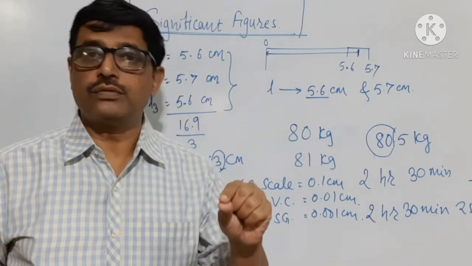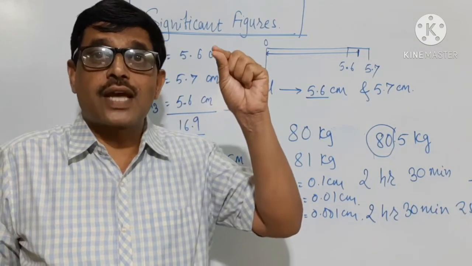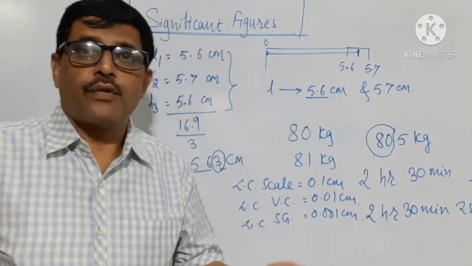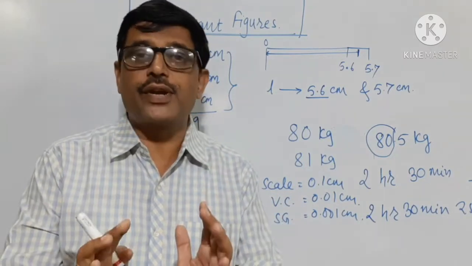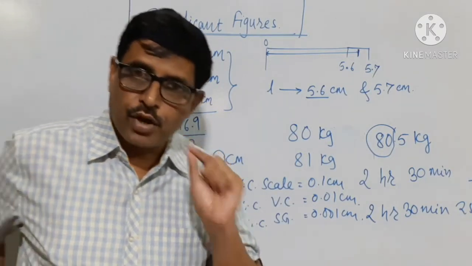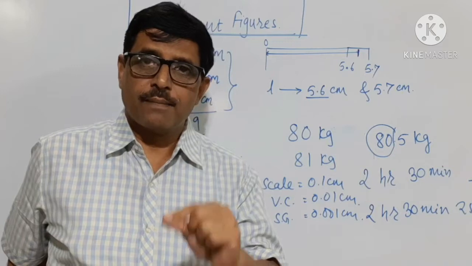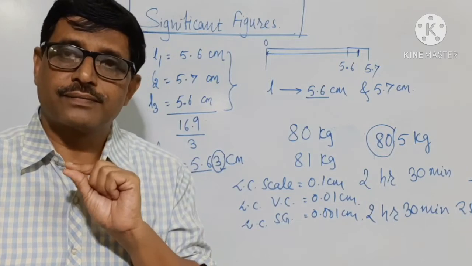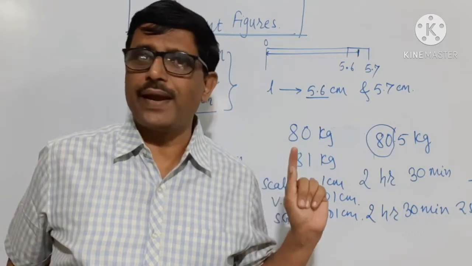तर आपण असं सांगतो, we define the number of certain digits present in the measurement plus 1 uncertain digit in the measurement is called significant figures of measurement. Number of certain digits present in the measurement plus 1 uncertain digit present in the measurement is called the significant figure of that measurement. बघा, हे सोपं आहे.